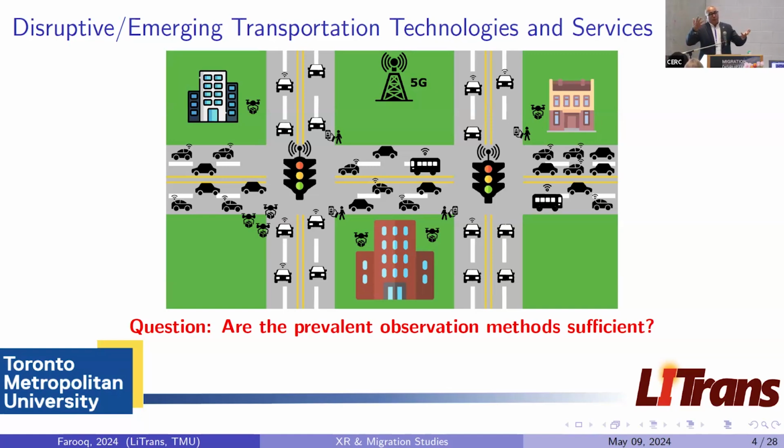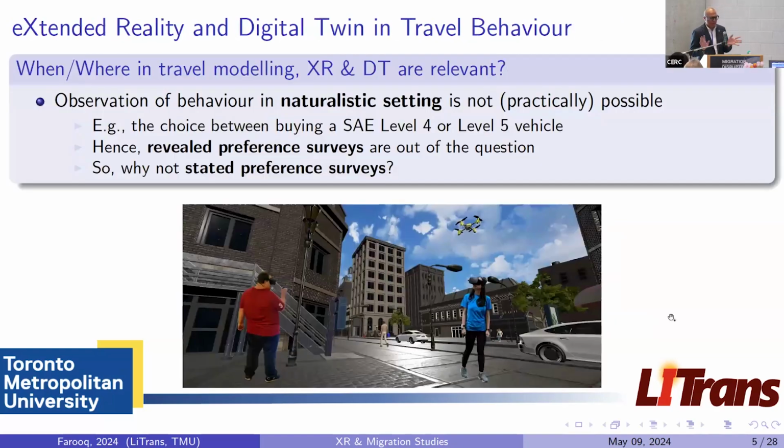Again, these are the two main methods, and we wanted to see whether we can do better than that. And that's where the VR comes in. About 2015, 2016, we tried to explore it, and we tried to look at if we can do better than revealed preference surveys or stated preference surveys when the naturalistic settings are not available.